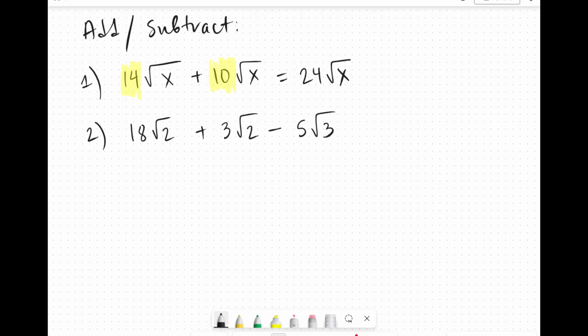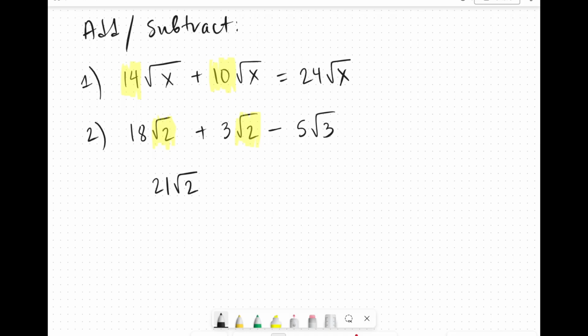This one has 3 terms, and the roots are only the same in the first 2 terms. The 18 has a root 2 next to it, and then the 3 has root 2 next to it. Those two can be combined together. 18 plus 3 is 21, and root 2 stays the same. You don't actually add the numbers that were under the roots, and that's the whole point of having them match, so that you can just drag it into your answer.